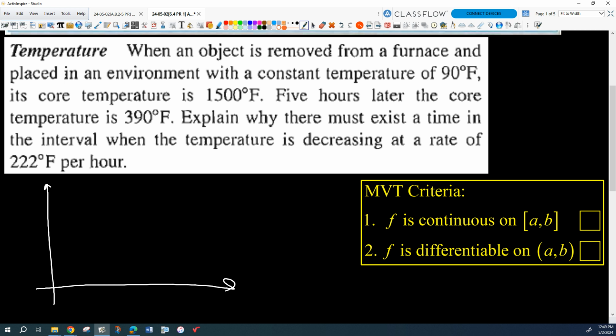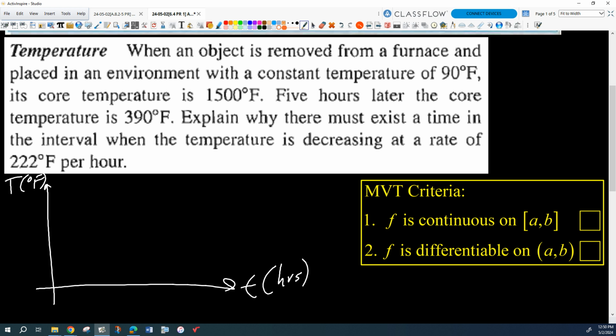Okay, y-axis would be temperature in degrees Fahrenheit. Good, okay. So we'll call that capital T, measured in degrees Fahrenheit. Okay, x is time in hours. Good. So small t, hours. Okay. What do we know about our plane? Anything? It's decreasing. Do we know any points?